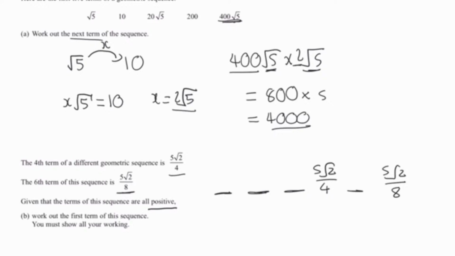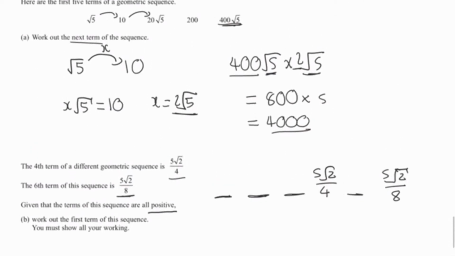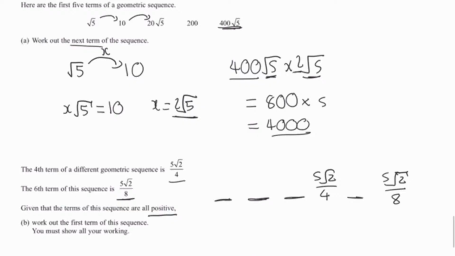Now, how are we going to do this? We're going to think about how you generate terms of a geometric sequence. If we look at part A, how did we get this second term? We just multiplied by 2 root 5. Let's think about how we got this third term. This third term was done by multiplying by 2 root 5 again. Okay, back to what I was saying, now that I've scrolled back.